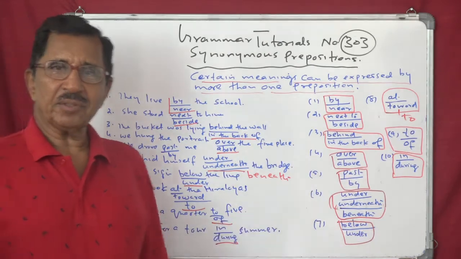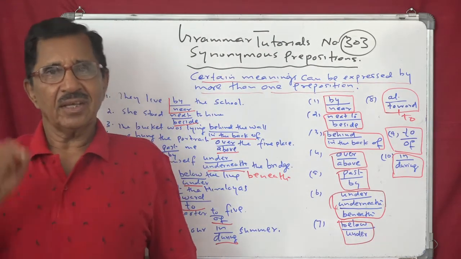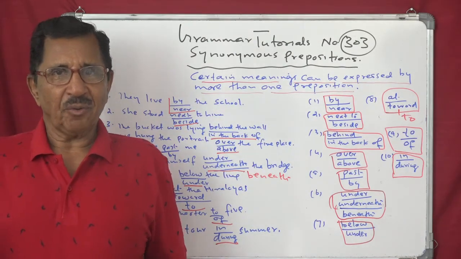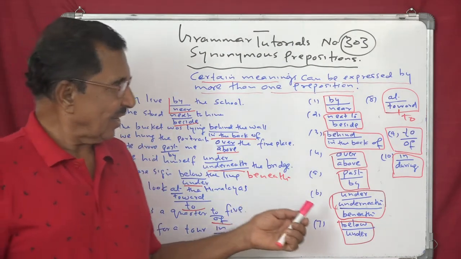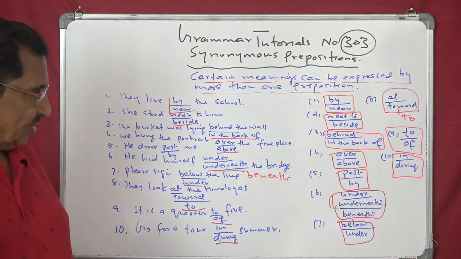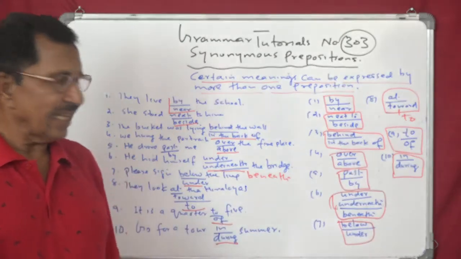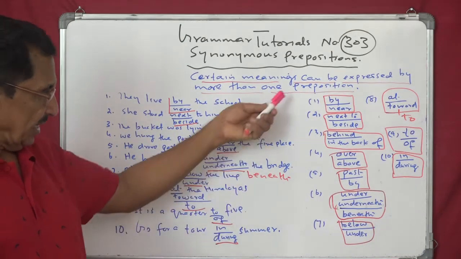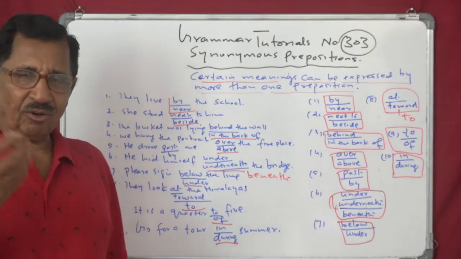These are synonymous prepositions. As I told you, one meaning can be expressed by more than one preposition. So you have got options. You can use either in or you can use during. Time. And here also you find 2 of 9 and 10, that concerns time. And 1 and 7, that concerns mainly space, location.